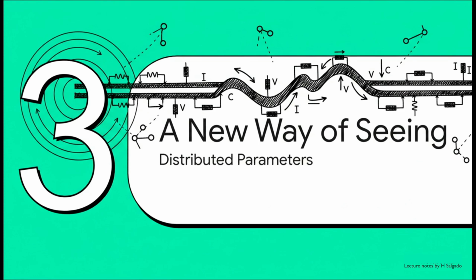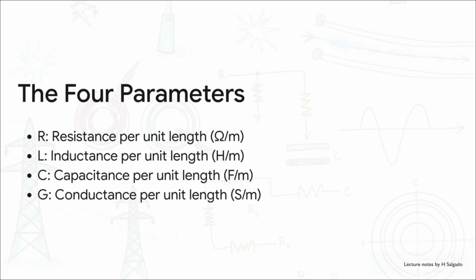We have to start seeing them as being spread out or distributed along the entire length of the line. This new model is built on 4 fundamental parameters. You'll recognize the names: resistance, inductance, capacitance, and conductance. But here's the crucial difference. They are all defined per unit length. So now we're talking about resistance per meter, inductance per meter, and so on. We're not thinking about a single resistor anymore, but a property that exists continuously along the entire line.